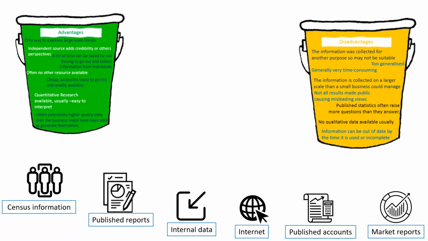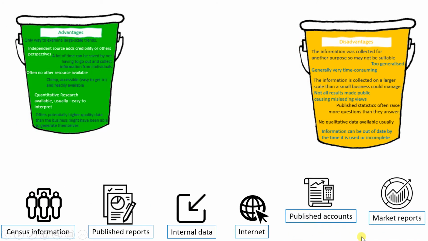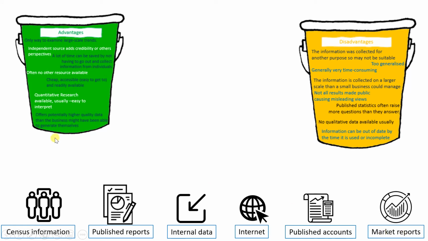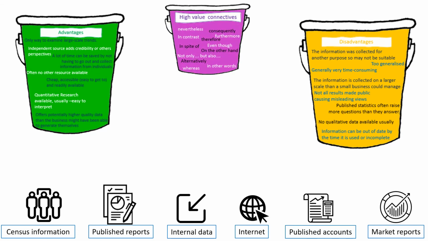So now you've chosen your 2 market research methods, and you've been through the advantages bucket and the disadvantages bucket, and you've looked at your statements that you're going to use in your evaluation. We now need to look at how to put this piece of writing together. So this is the job of the purple bucket, the high value connectives.